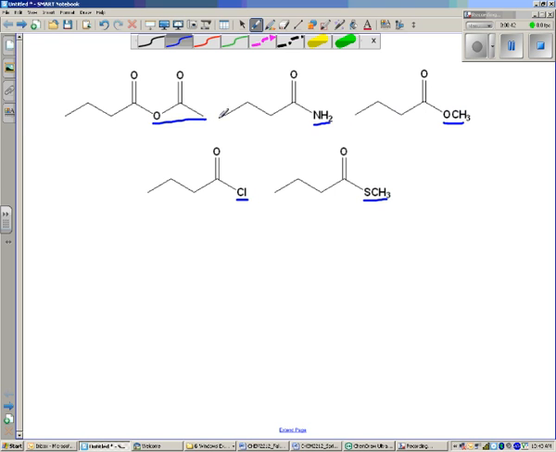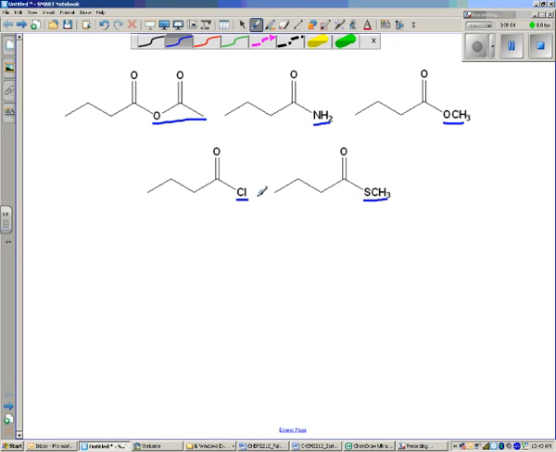We've seen all these before, with the exception of this. We didn't do any naming of thioesters, but a thioester is essentially the same thing as an ester, except with a sulfur where the oxygen is. Like I said, we're not going to worry about naming, but we will take them into account when we look at relative reactivities, which is what we'll do now.